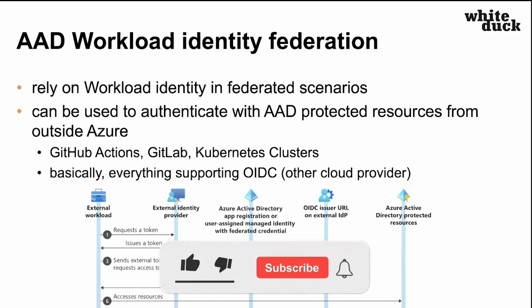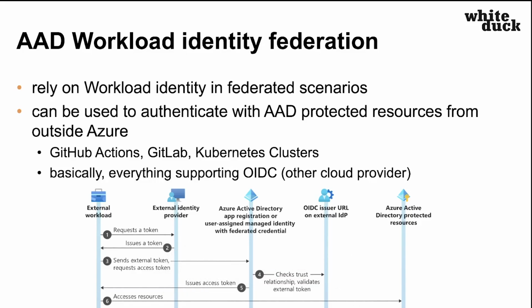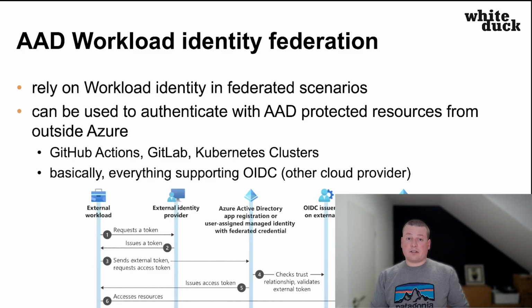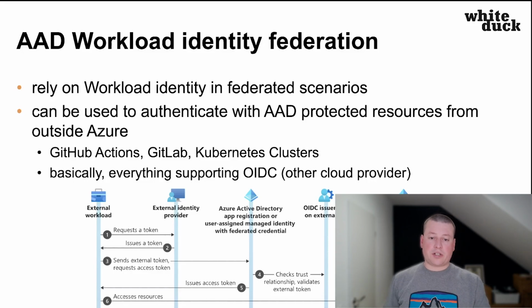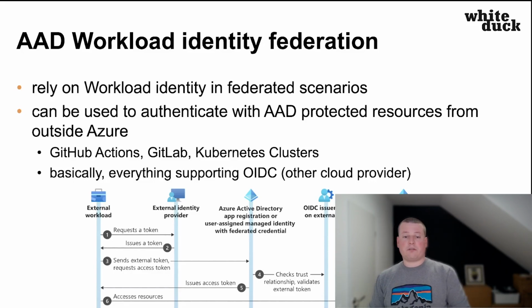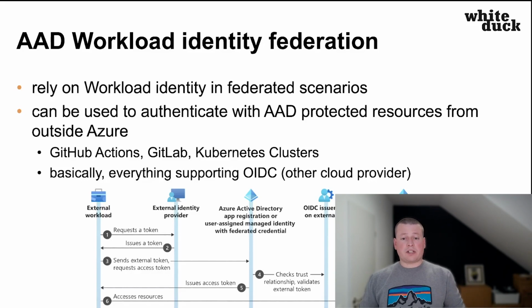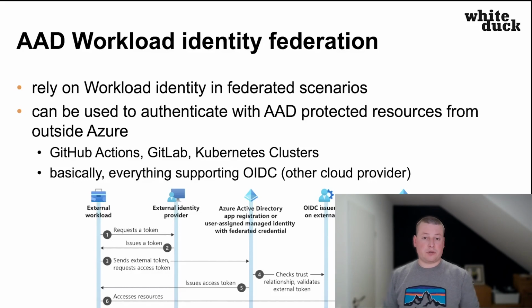There's something else. So if you're in a federated scenario, you can rely on Azure Active Directory Workload Identity Federation. What is this? Basically, you can use Azure Workload Identity Federation to authenticate with any Azure Active Directory protected resources from outside Azure. So managed identity relies on an Azure resource talking to an Azure resource. Here with Workload Identity Federation, it can be any resource. So think about a CI/CD use case, for example with GitHub Actions or with GitLab, you can just rely on them to authenticate with Azure to deploy something.